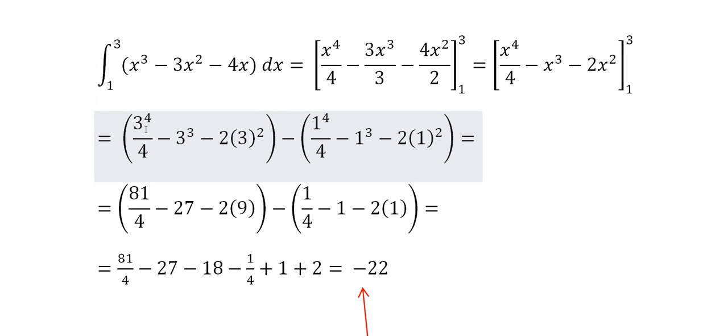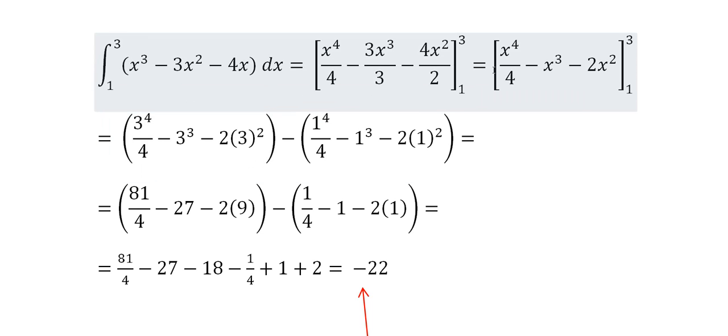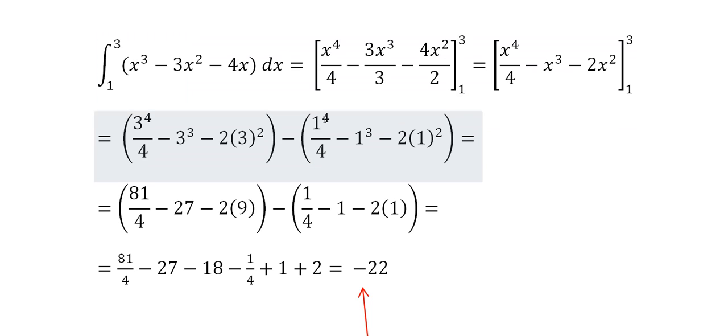So 3 to the power 4 over 4 minus 3 to the power of 3 minus 2 times 3 to the power 2. And everything within brackets. Minus, and then brackets, the lower limit. The lower limit is 1. So now every time we see an x, we're going to write 1 instead. So 1 to the power 4 over 4 minus 1 to the power 3 minus 2 times 1 to the power 2. If we look at these two big brackets, we're going to simplify a little bit.